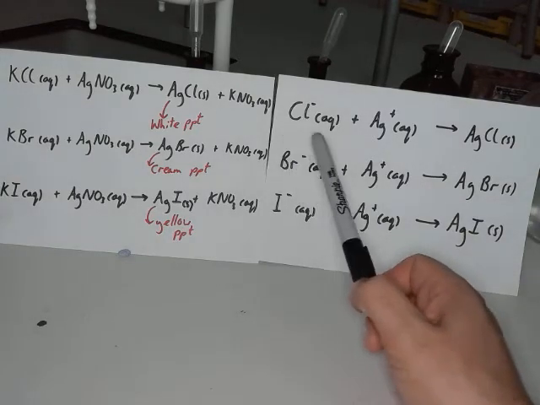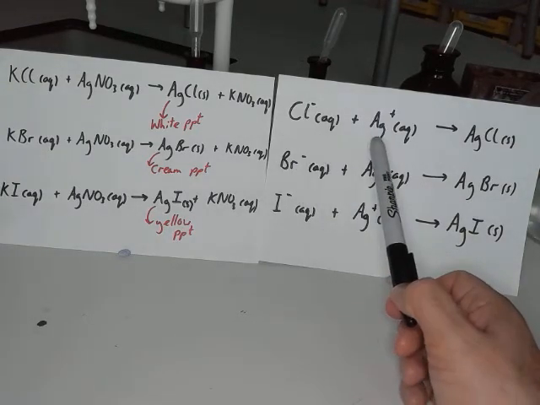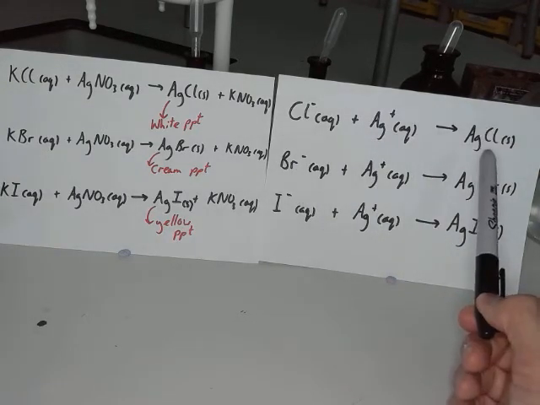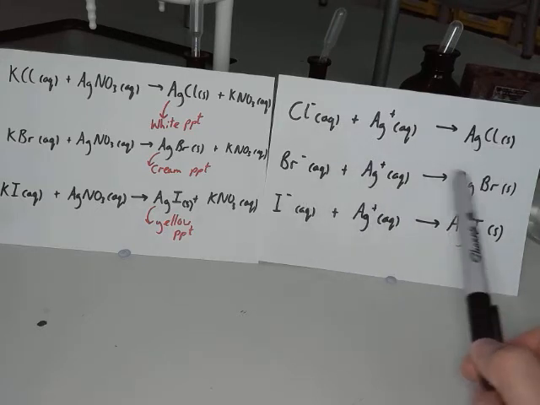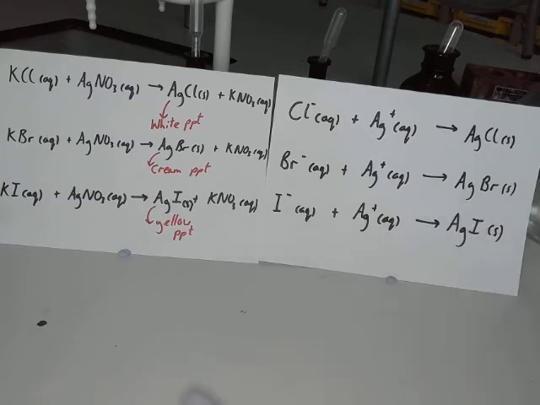So the first one, we've got the chloride ion, aqueous, plus the silver ion, aqueous, making AgCl, solid. Bromide, aqueous, silver, aqueous, AgBr, and so on. Okay, so these are the ionic equations which we've taken out from the overall equations.